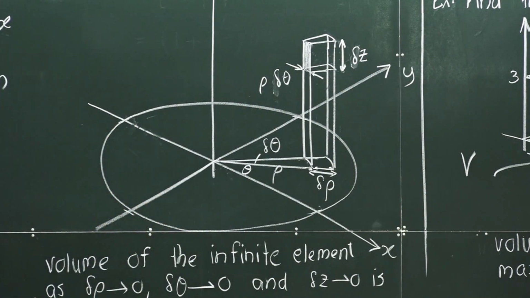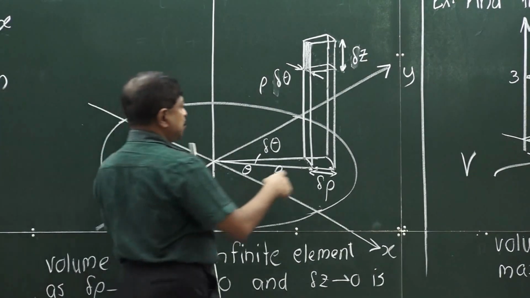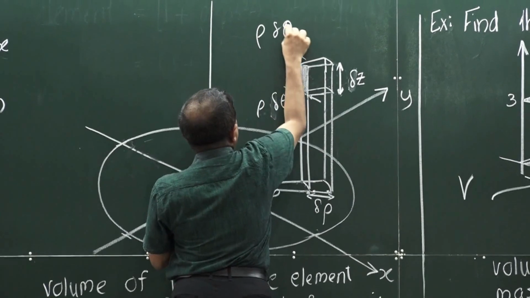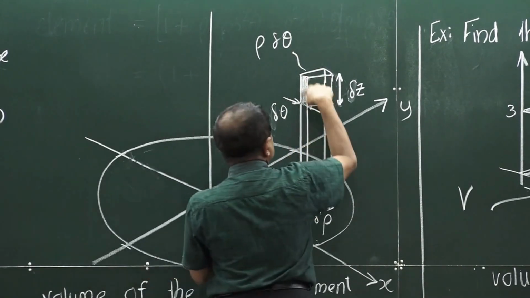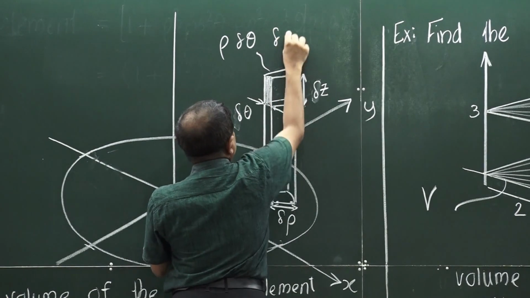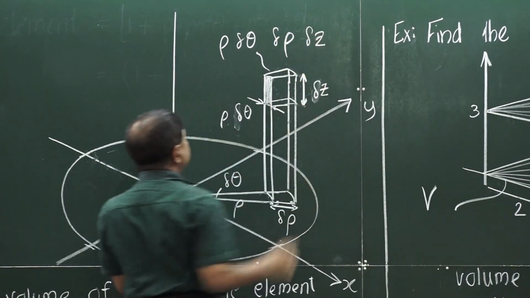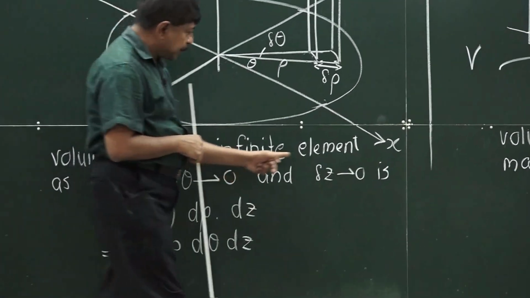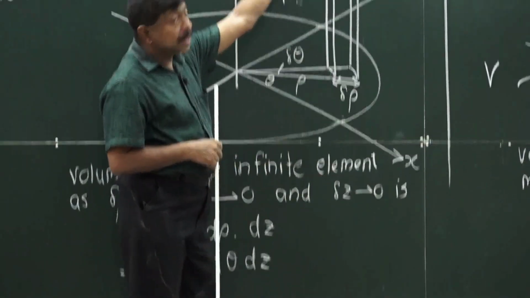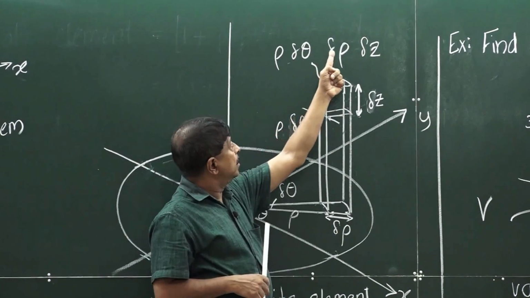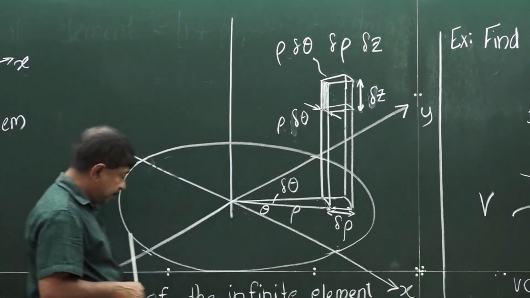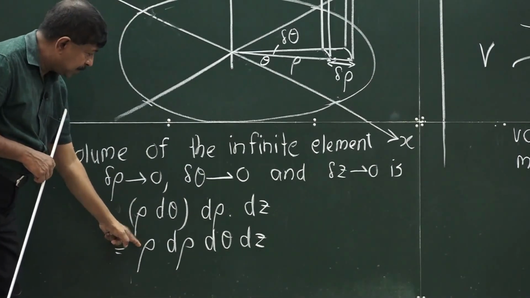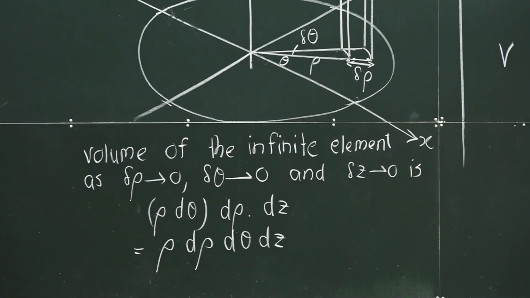So, the volume should be what? Volume should be rho delta theta, then this length is like a cuboid, delta rho delta z. Now, as delta rho goes to 0, delta theta goes to 0 and delta z goes to 0, you can replace them by d theta, d rho and dz respectively. So, if you multiply them like this, it is the volume of the infinitesimal element. That is how it should appear in the integral.